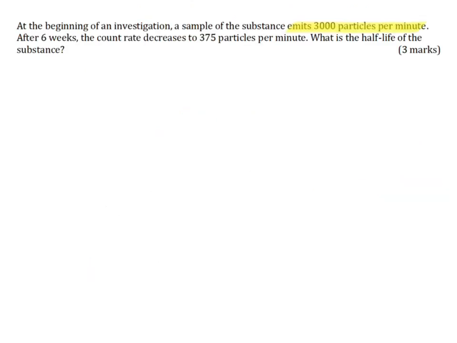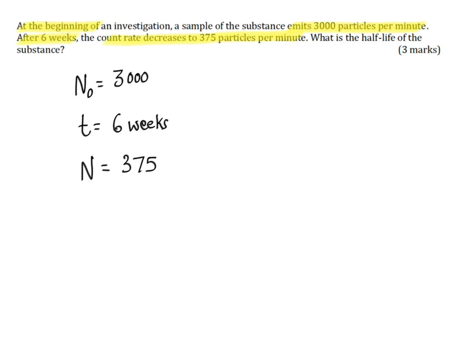Now let's look at one problem on half-life. At the beginning of an investigation, a sample of the substance emits 3000 particles per minute. So that's at the beginning, that means that is N0. After 6 weeks, that's the time given to us, the count rate decreases to 375 particles per minute. That's N. What is the half-life of the substance?